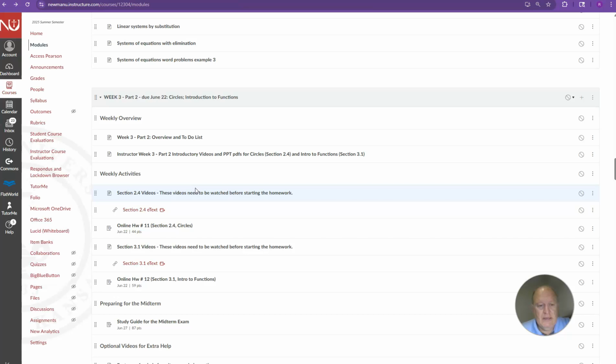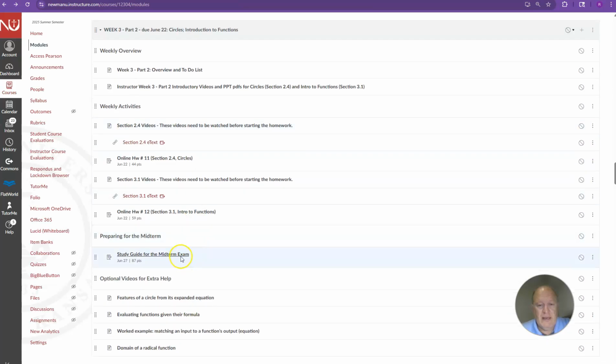So then here's your study guide. So you have these assignments, section 2.4, homework 11, homework 12, and you have your study guide due. And it's also for a grade, so make sure you get that done.